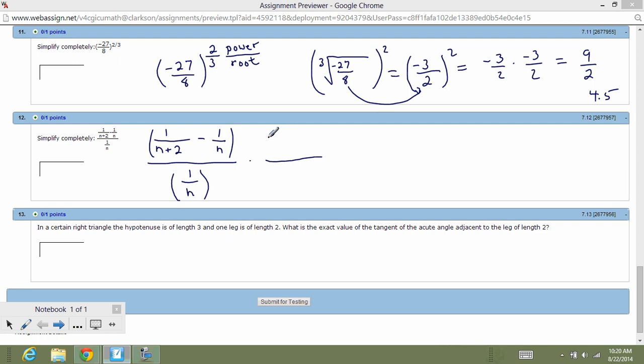So we multiply by n times n plus 2 over n times n plus 2. So as a process, we're basically going to clear the denominators. We're going to clear the fraction out of the numerator and out of the denominator by multiplying by all the denominators we see.